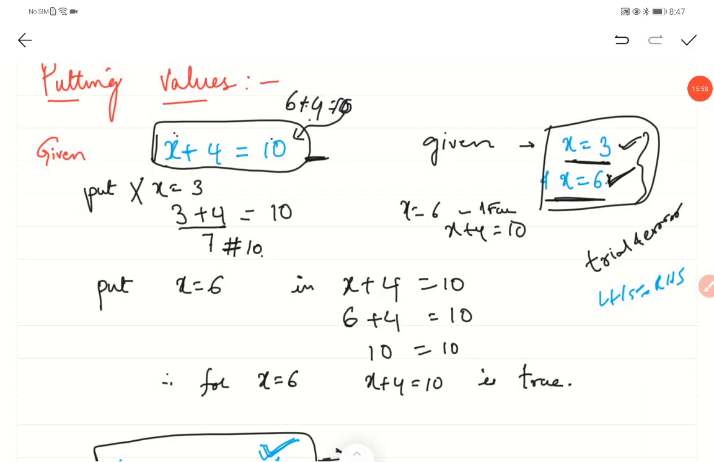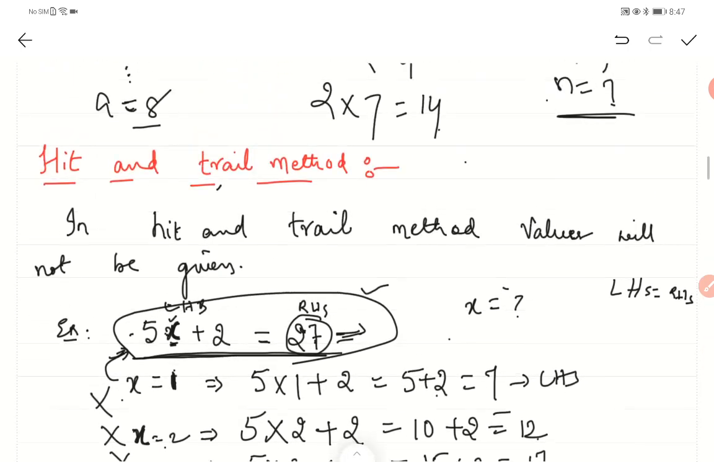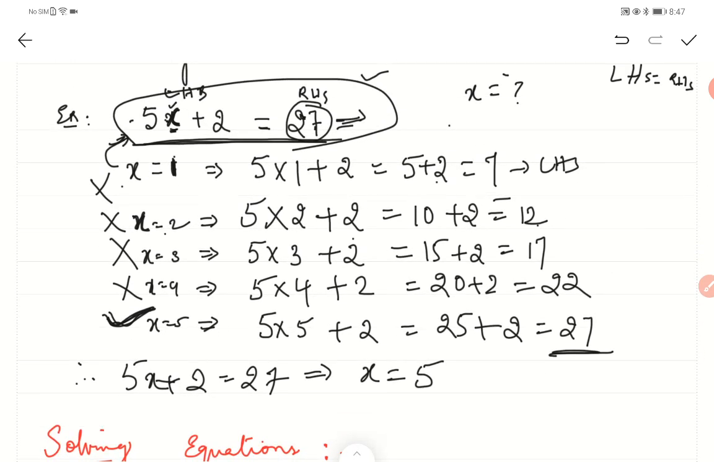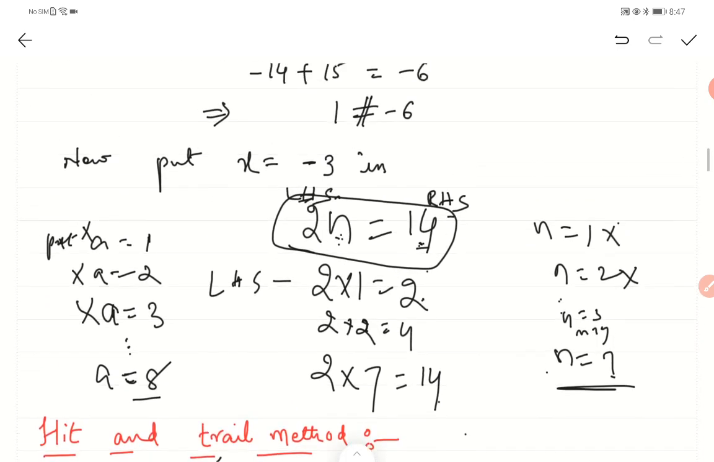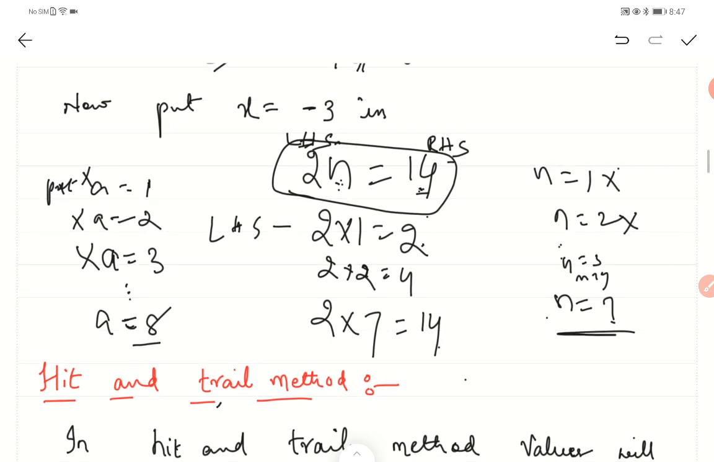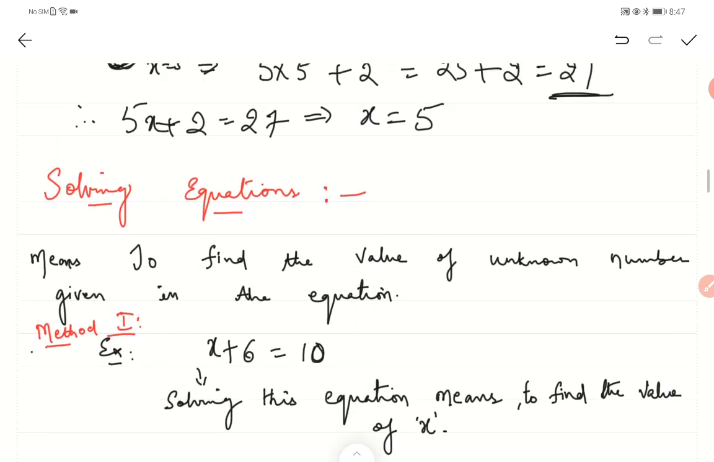So I think for today we will stop here, and the next part of your unit would be solving of equations. How do we solve? Now you will not go for trial and error method, and also you will not be given some values of the variables. There are two methods for you to solve the equation and find the variables. That we will see in our next video, inshallah.